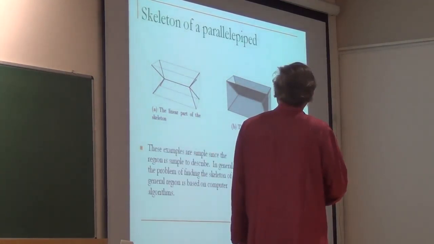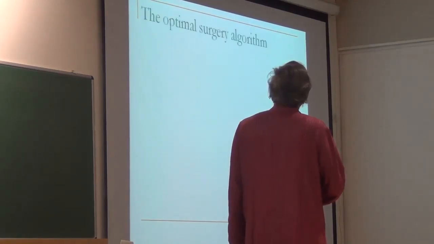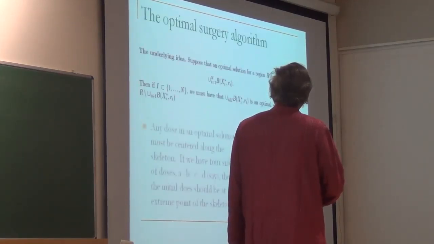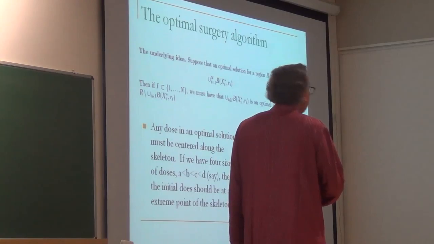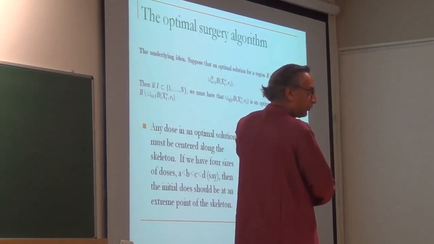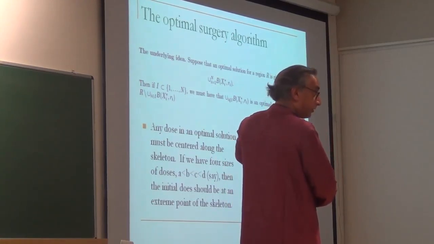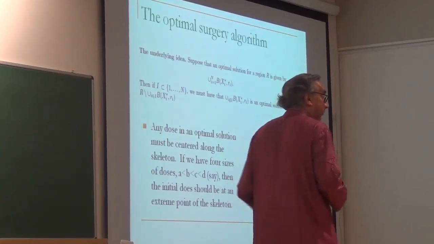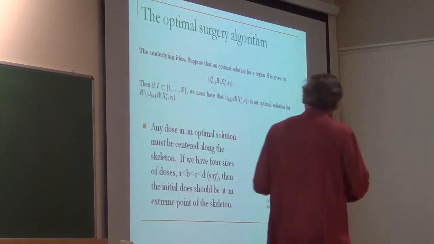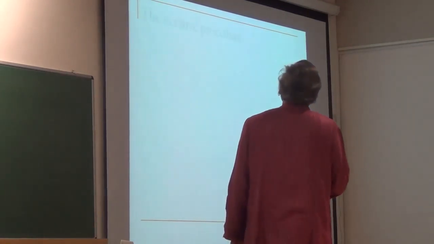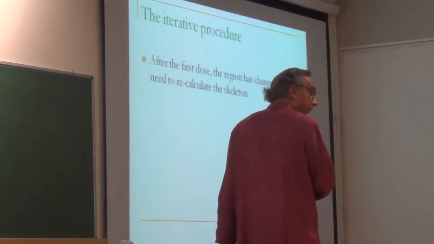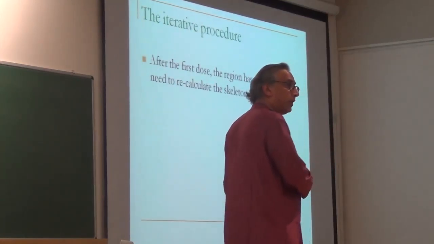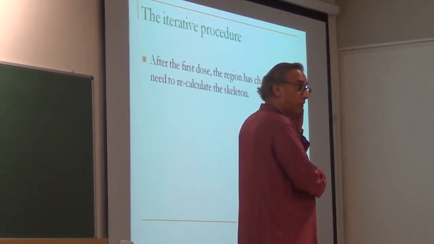Okay, so these are simple examples. When we come to our surgery, you have to keep in mind that once you put in one treatment, the shape of the region has changed. And now you have to recalculate the skeleton after every treatment. So you do this with a computer algorithm, and that's how it's an iterative procedure. And then you show that the greedy algorithm actually works.